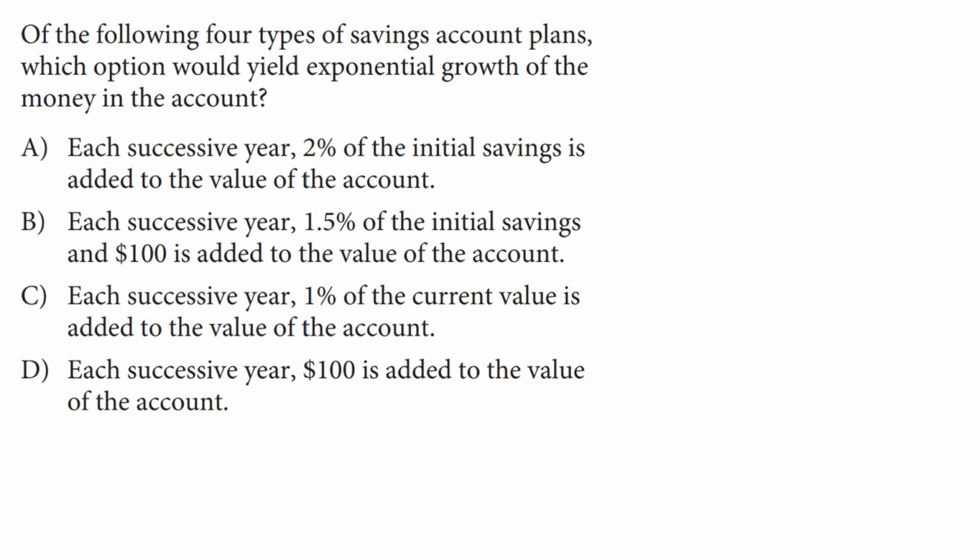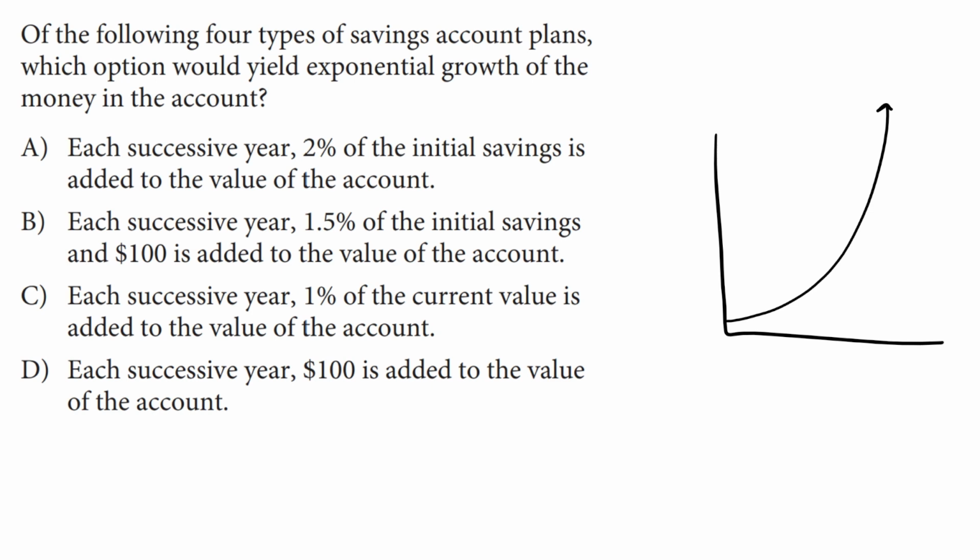Of the following 4 types of saving account plans, which option would yield exponential growth of the money in the account? So we want to see which growth is going to be exponential. So that growth would look something like this, where it's growing at an exponential rate. So let's look at each of these and see what type of growth they yield.